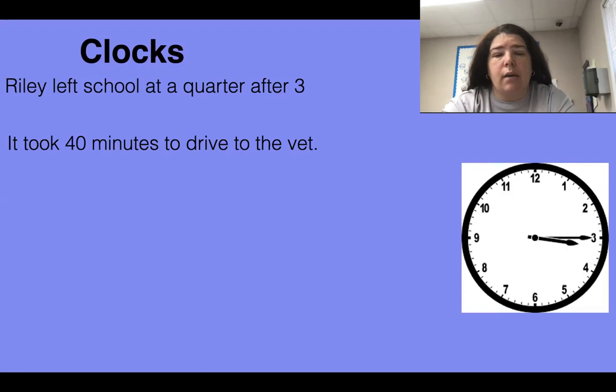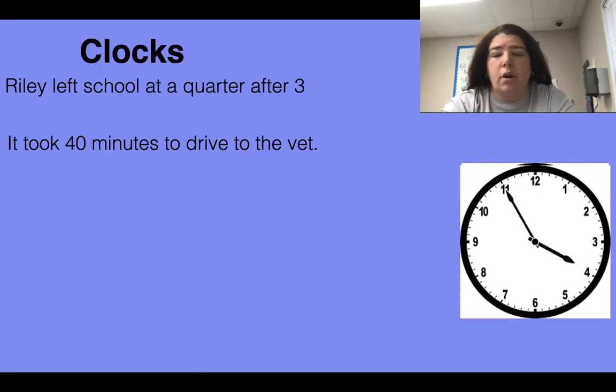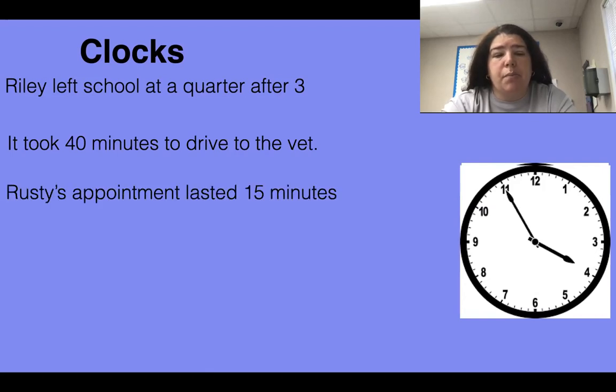Let's look at the clock. Count 40 minutes. 5, 10, 15, 20, 25, 30, 35, 40. What time is it? Good. It's 3:55. Now, Rusty's appointment lasted 15 minutes. Rusty must have been the dog or the cat they were bringing to the vet. 15 minutes from now. What time is it now? Very good. It's 4:10.